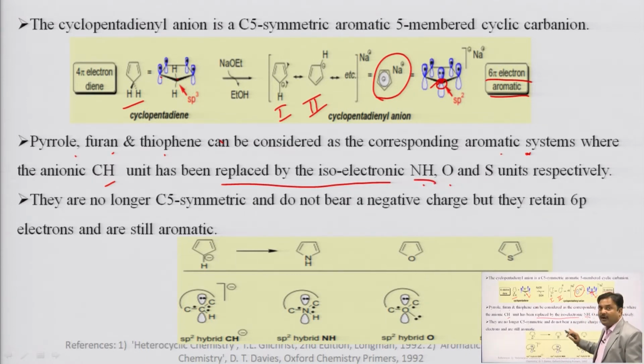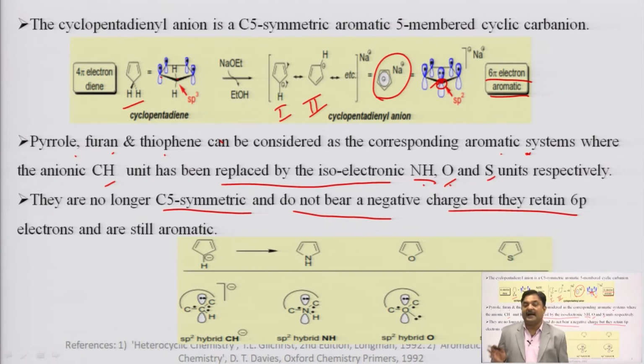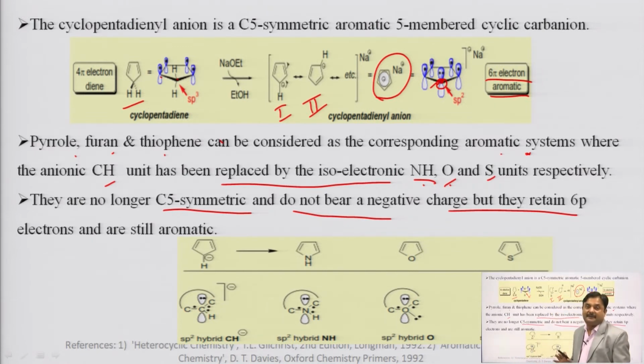In case of furan, it is replaced by the oxygen. In case of thiophene, it will be replaced by the sulfur. They are no longer C5 symmetric, and do not bear a negative charge, but they retain 6 p electrons and are still aromatic. So, after replacing the anionic CH species with NH, O and S, we are getting the pyrrole, furan and thiophene, but there is no negative charge.